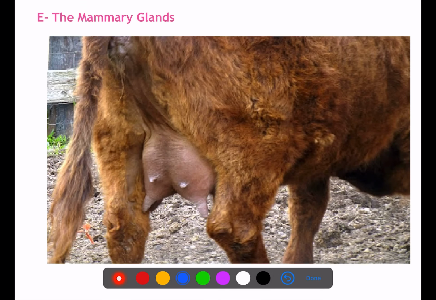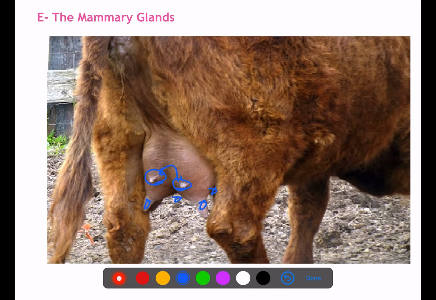The mammary gland has a common congenital anomaly, which is supernumerary teats. As we know, the animal has 4 teats in the cow, but there are 2 extra teats. This is a congenital anomaly called supernumerary teats.